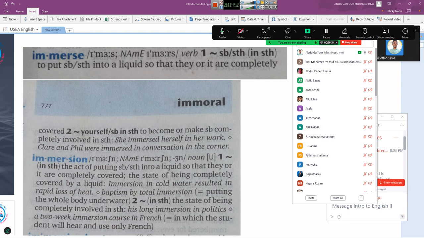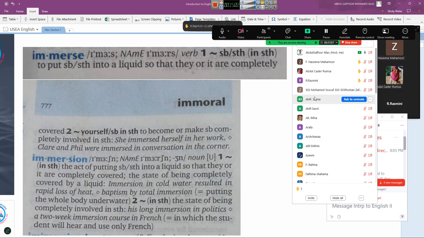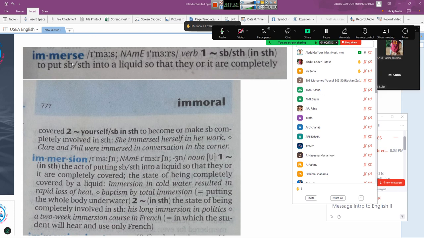How many of you are keeping your dictionary along with you? Can you raise your hand? How many of you are keeping your dictionary? Okay, Hazina Mahmood, that's fine. Is there any volunteer to explain the word to me? Anyways, I will explain, so how you have to use the dictionary.